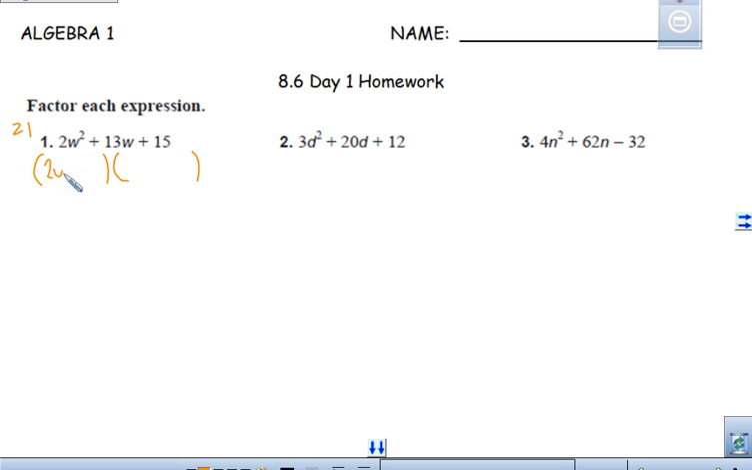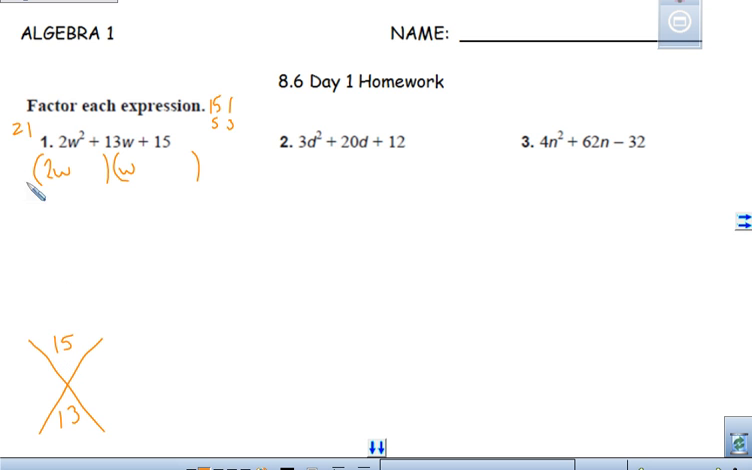So we know 2w times w is the only way that we can get 2w squared. Then we need to look at our factors of 15. So we have 15 and 1 and 5 and 3. And there's no other way that I can get 15. So some of us, we can do some diamonds like we had been doing. We need to multiply to 15 and add to 13, but then we have to take into account that 2 and the 1. So these diamonds aren't going to work for us anymore.